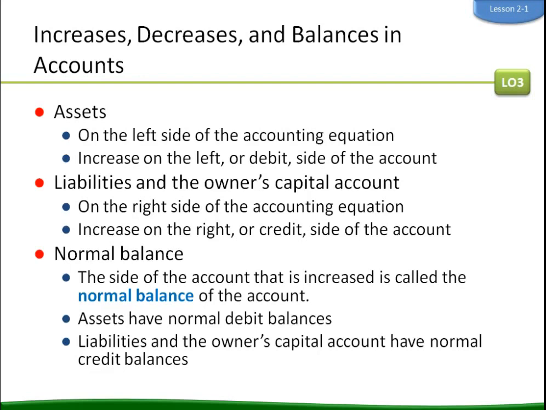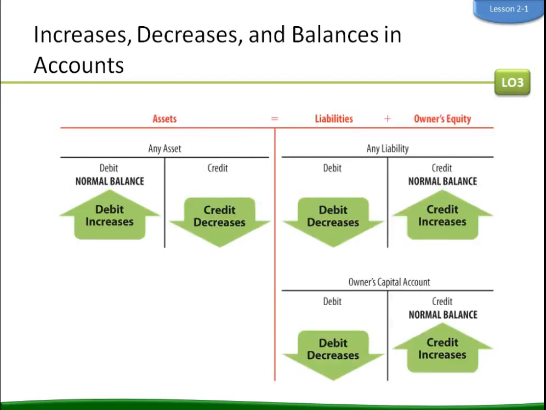And honest to goodness, this is one of those concepts you literally just have to learn. Okay, for assets, those are on the left side of the accounting equation. They increase on the left or the debit side of the account, and liabilities and owner's equity, those are on the right side of the accounting equation, and those increase on the credit side of the account, okay? So again, that sticky note, you probably want to write for yourself so that you have a good sense for which side is increasing and which side is decreasing. The normal balance is the side of the account that increases. So assets have a debit normal balance, liabilities have a credit normal balance, and owner's equity also has a credit normal balance. Here it is visually for those of you who like to look at a picture.